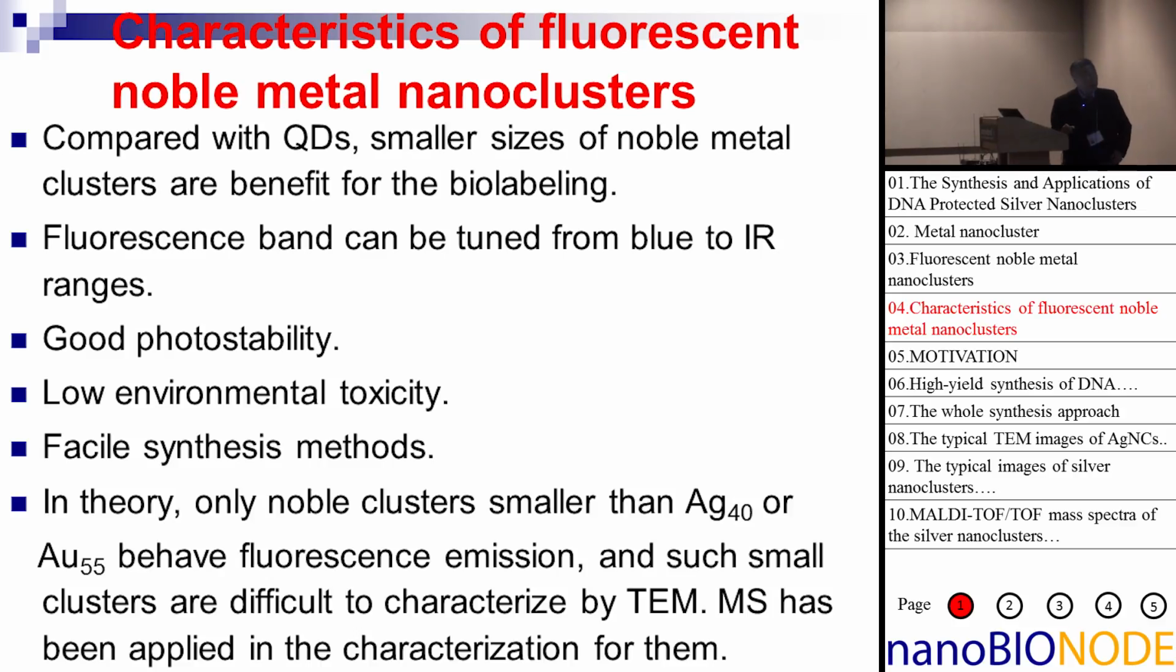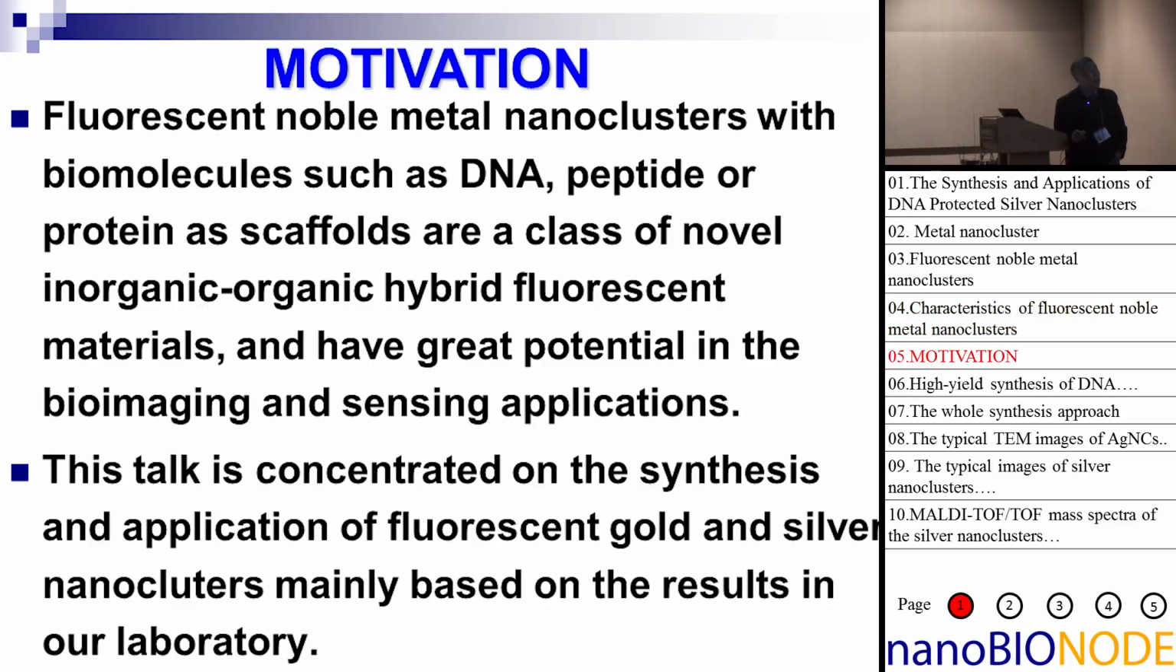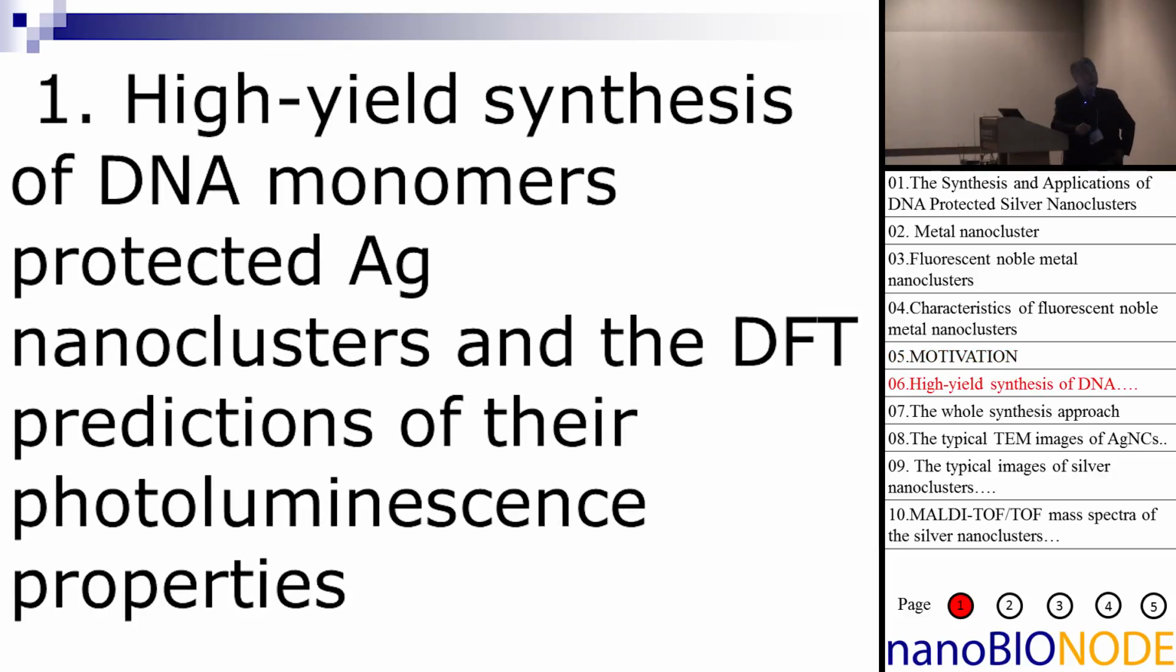Modification: why do we want to study this? Fluorescent noble metal nanoclusters with biomolecules such as DNA, peptide, or protein as scaffold are a class of novel inorganic-organic hybrid fluorescent materials and have great potential in bioimaging and sensing applications. This talk concentrates on the synthesis and application of fluorescent gold and silver nanoclusters, mainly based on the results in our laboratory. First, I wanted to talk about how to prepare them.